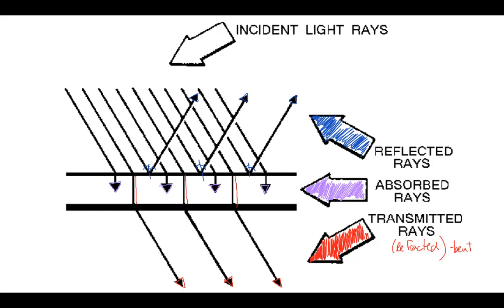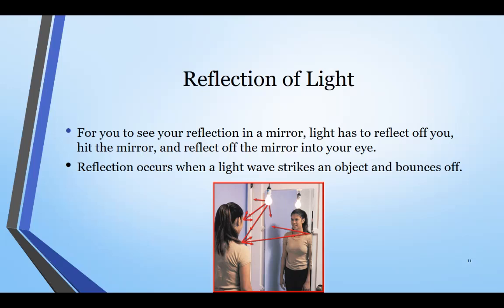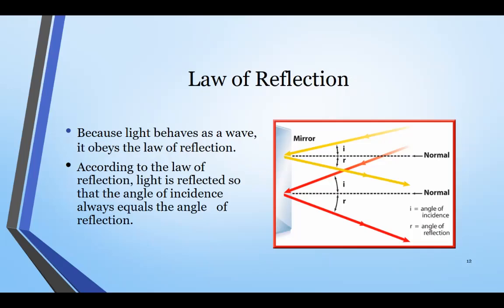so these are going to dictate how the image you see looks when your eyes perceive it. When you see your reflection in a mirror, the light has to reflect off you, hit the mirror, and then reflect off the mirror into your eye. So reflection occurs when the light wave strikes an object and then bounces back off of it. And the rule that we use is known as the law of reflection. And in the law of reflection, you have the way that light behaves. It travels in straight lines.